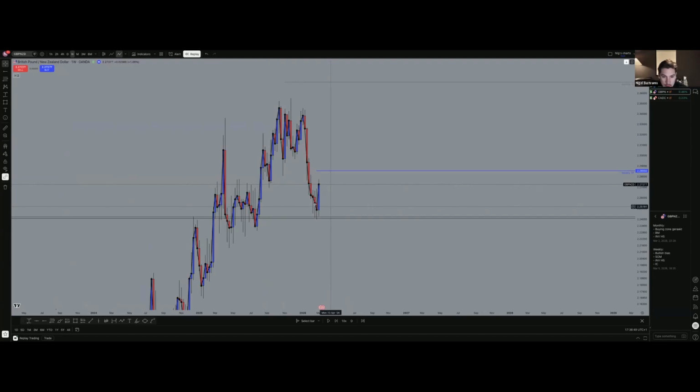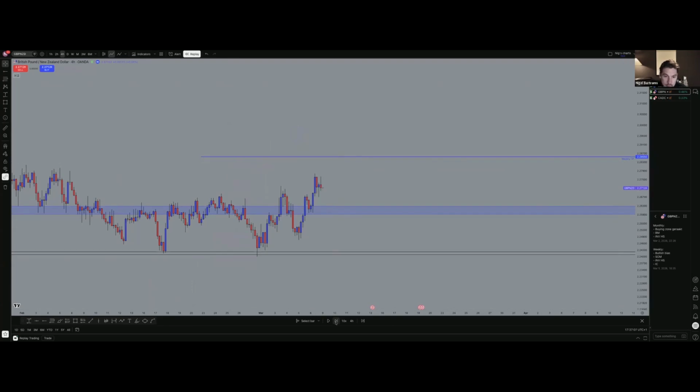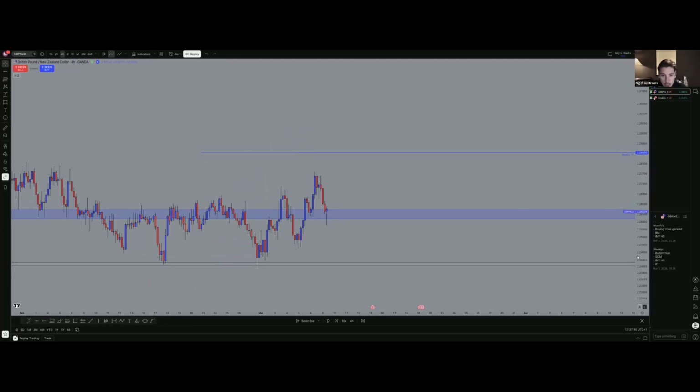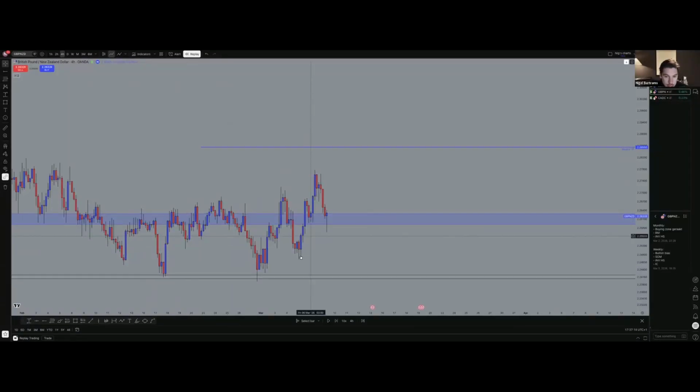If I place my line chart, I can see that we have an IC over here. So I place my weekly zone on the structure. And from there on, I just had to wait until price came back to my zone. And now I wanted to see a big shift of momentum. 4-hour is still bullish.